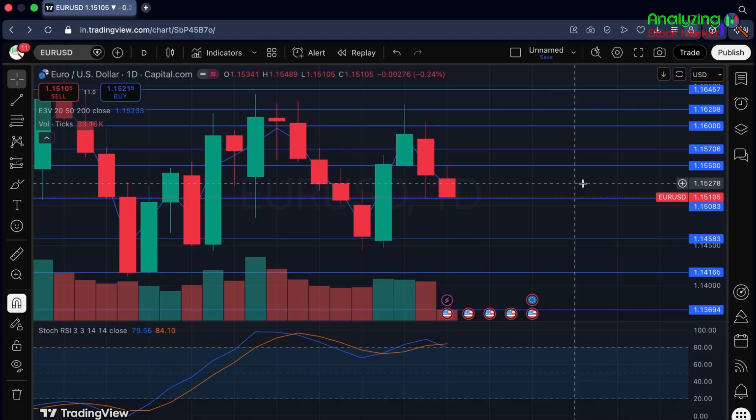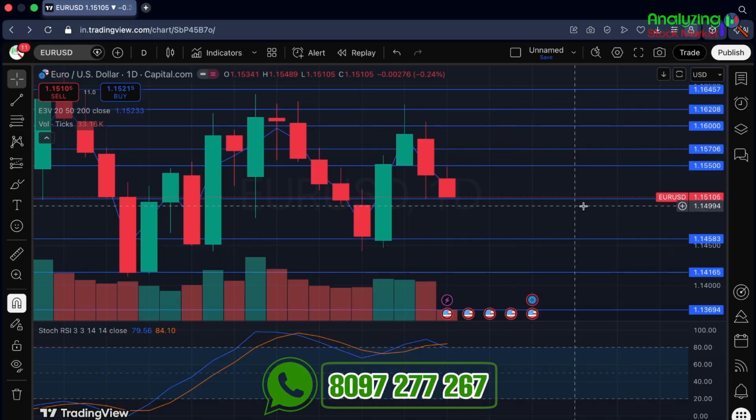So let's now talk about my opinion on Euro USD for this week. According to the previous week's momentum, I am expecting a positive closing in this range, that is 1.15500 to 1.15706. But if you're going for any short trade, then you can go short once this level, which is 1.15083, gets breached and a 4-hour or 1-day candle closes below it. Then you can go short till this level, that is 1.14583.